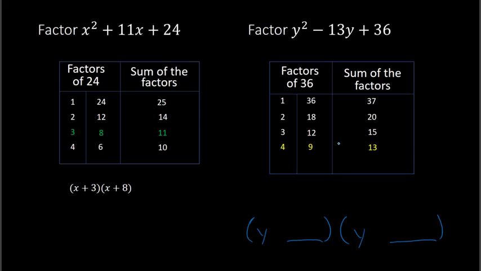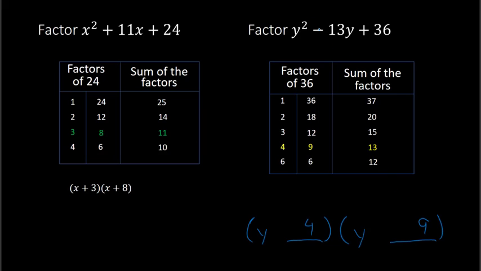So this is the solution that I want. I want a 4 and a 9. And I could experiment with 6 and 6 and find that those add to get 12. But that's not necessary because we already have the 4 times 9. So we know it's going to be a 4 and a 9.